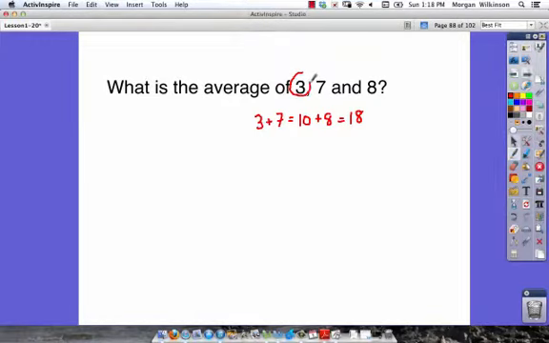You can see we have 1 number, we have 2 numbers, and now we have a third number. So we're going to say 18 divided by 3. If we take 18, cut it into 3 equal parts, we must have a total of 6. So the average of 3, 7, and 8 is equal to 6. And we've got our next problem completed.